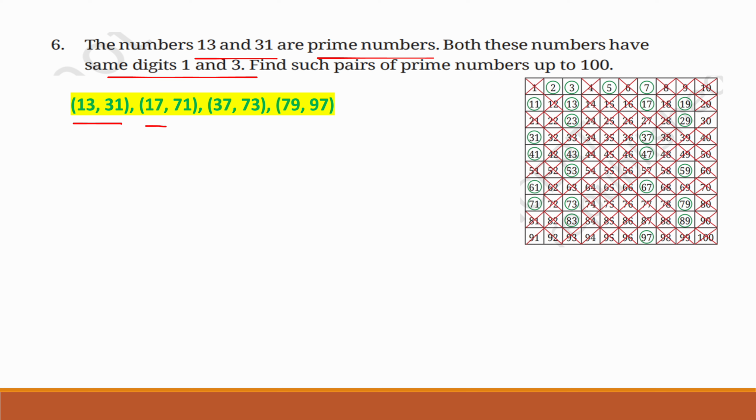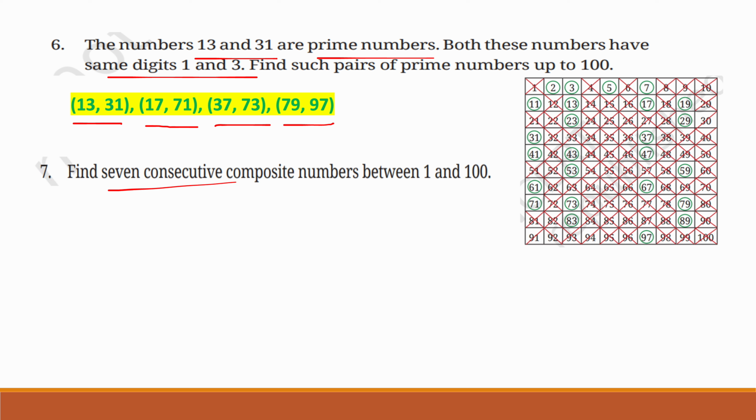Likewise, 17 and 71, both are prime numbers with the same digits 1 and 7. Then 37 and 73, both are prime numbers with the same digits 3 and 7. Then 79 and 97, both are prime numbers with the same digits 7 and 9.